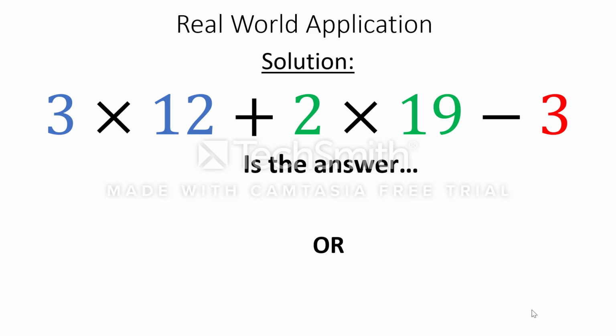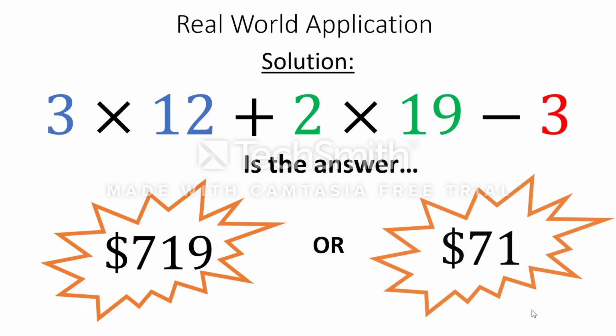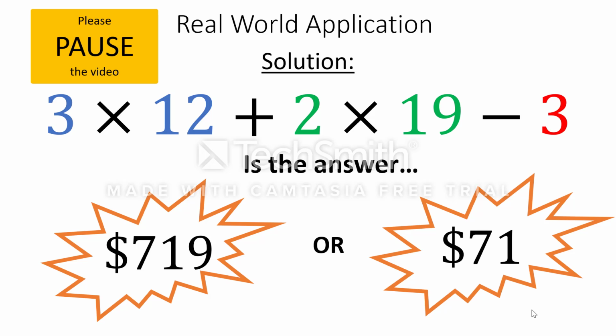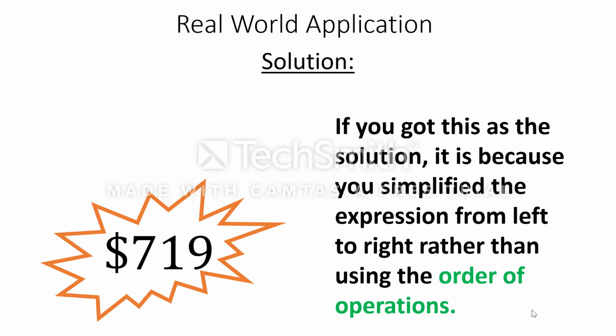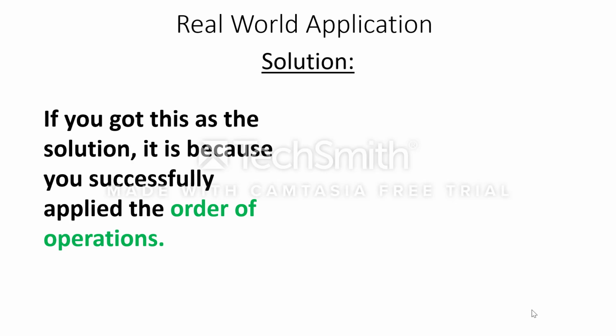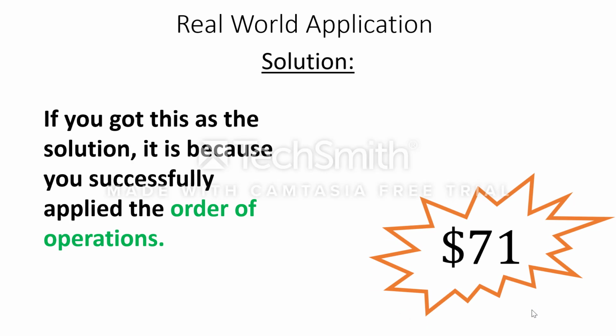Using the same expression we retrieved from our problem, you will need to simplify it in order to find out how much Penny will spend in total at the store. Pause the video and simplify the expression. Do you receive a total of $719 or $71? If you received a total of $719, it is because you simplified the expression from left to right rather than using the order of operations. If you received a total of $71, it is because you successfully applied the order of operations.